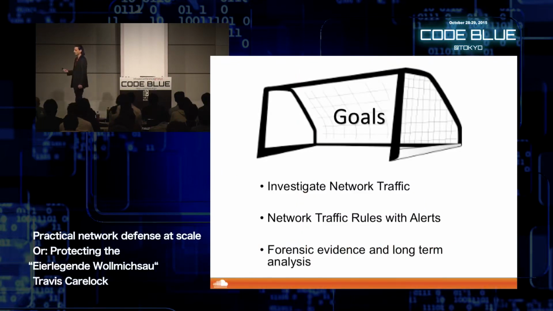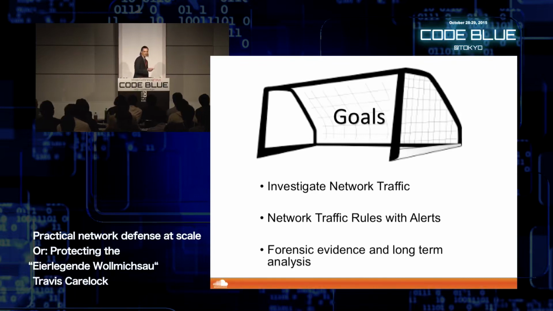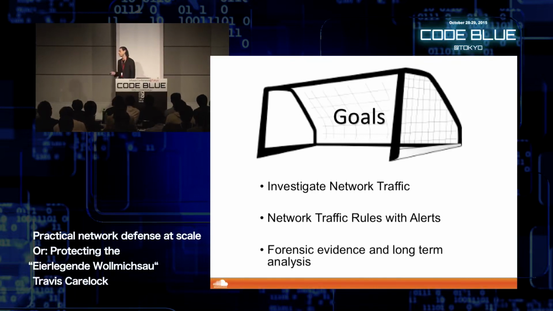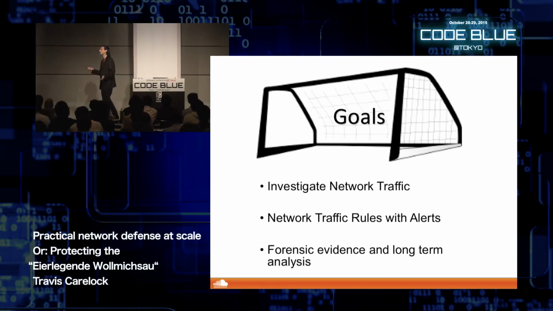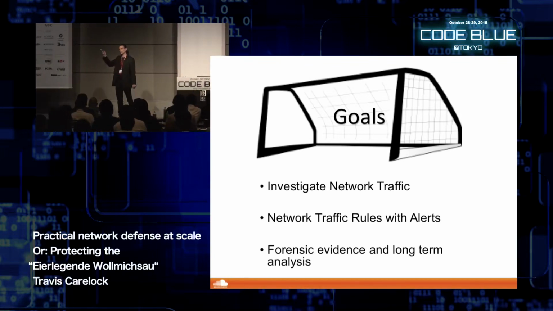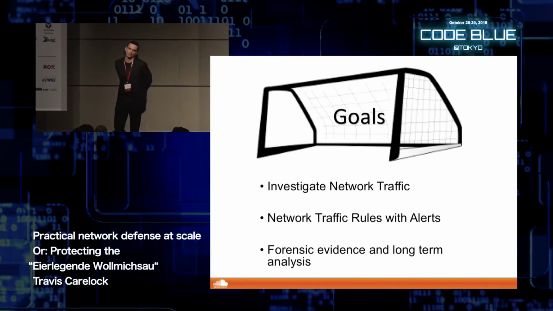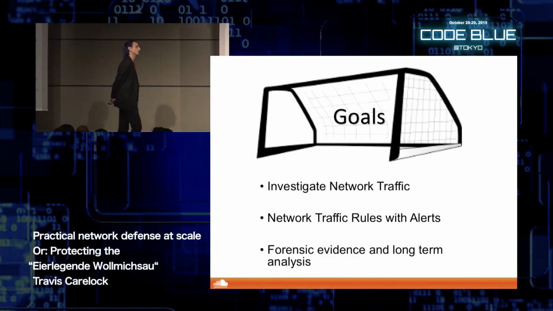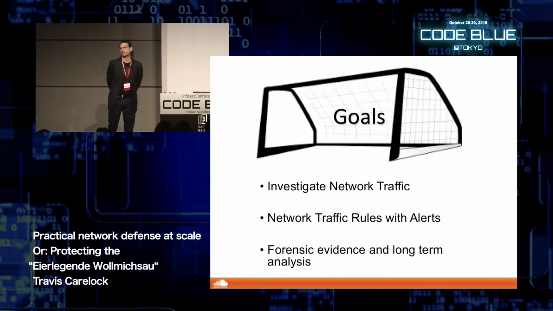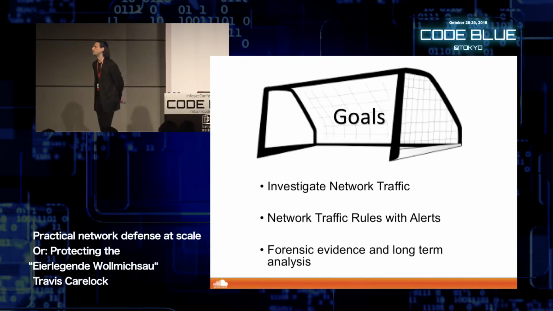So going back to what we're trying to accomplish, now we have this very dynamic network. It's churning nodes constantly. What are some of the goals we might want to accomplish in such a network? Well, to start, you might want to investigate network traffic. I'm going to go through these individually in a second. You also might want to have network traffic rules and alerts. And of course, you're going to want to have some sort of forensic analysis store. You're going to want to store this data somewhere, so if you do have a compromise, you can go back and understand what really happened.